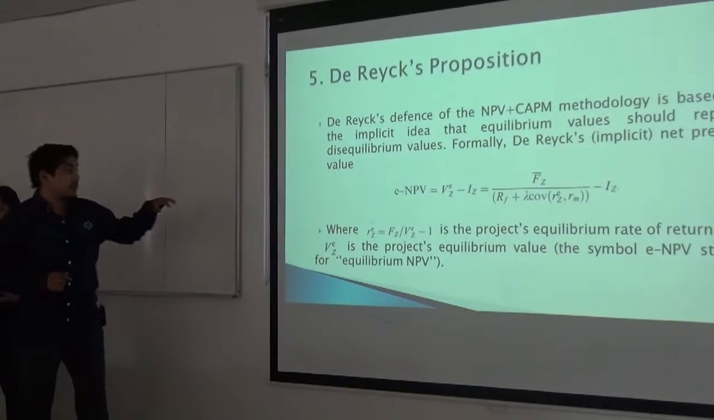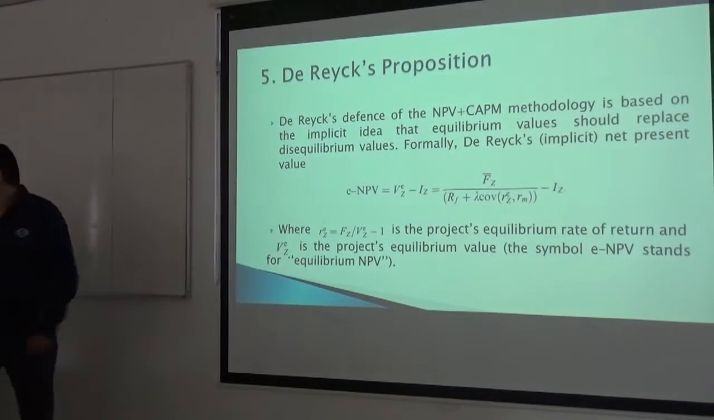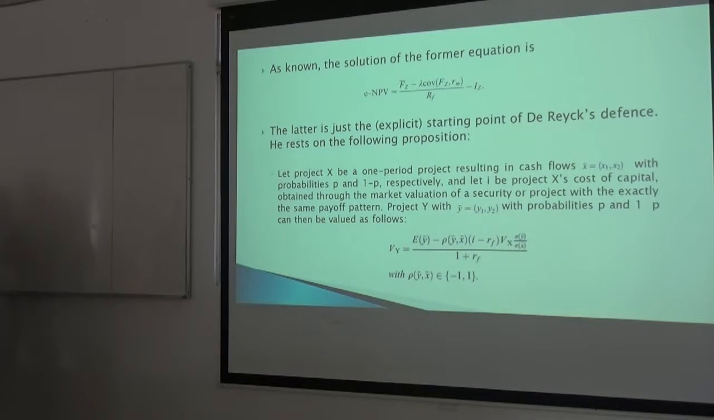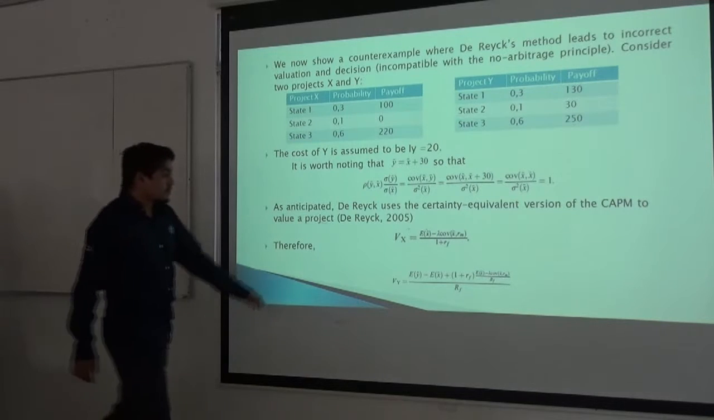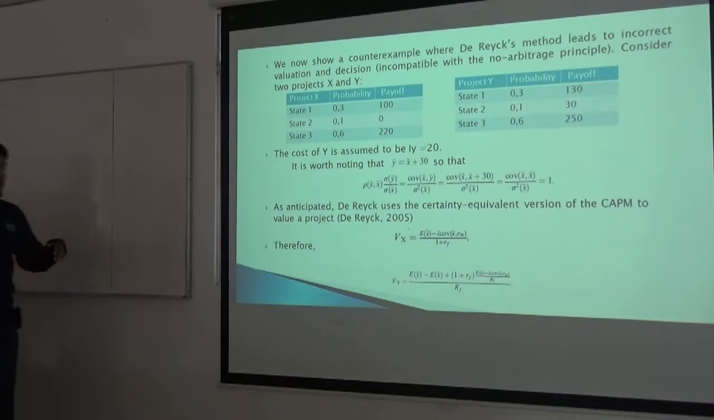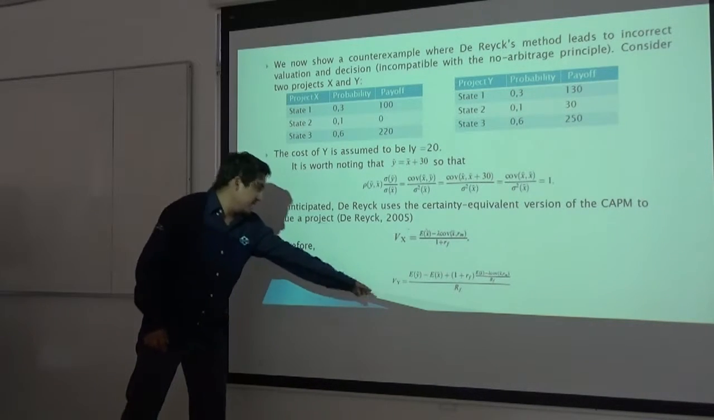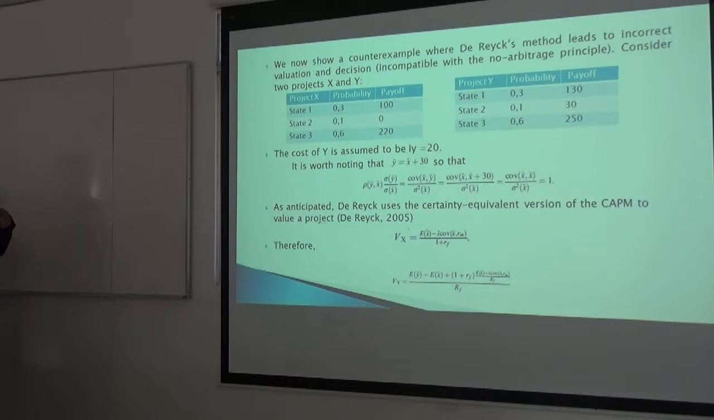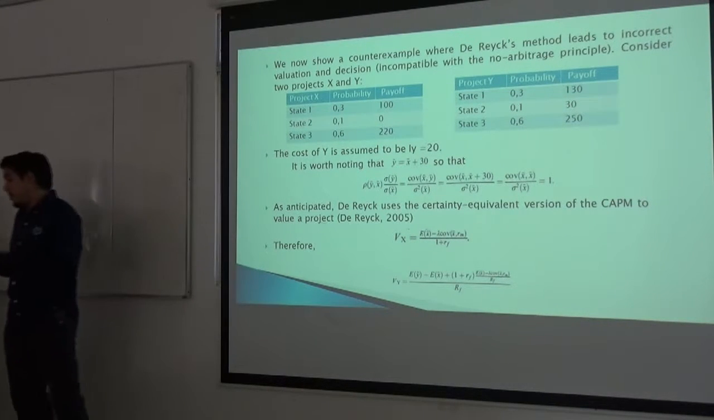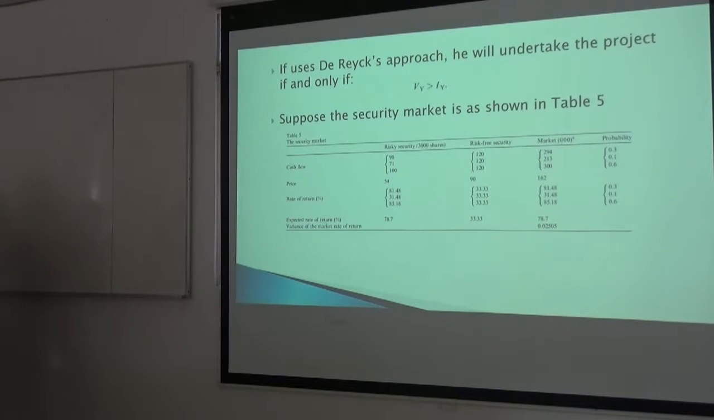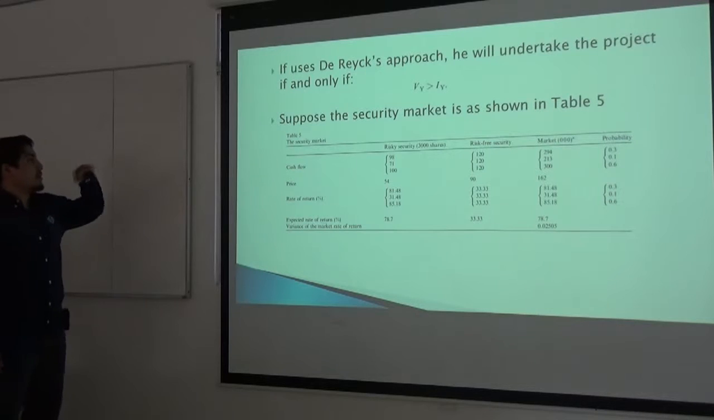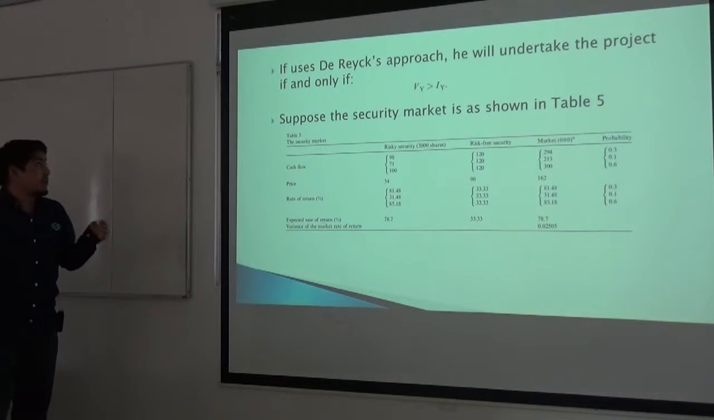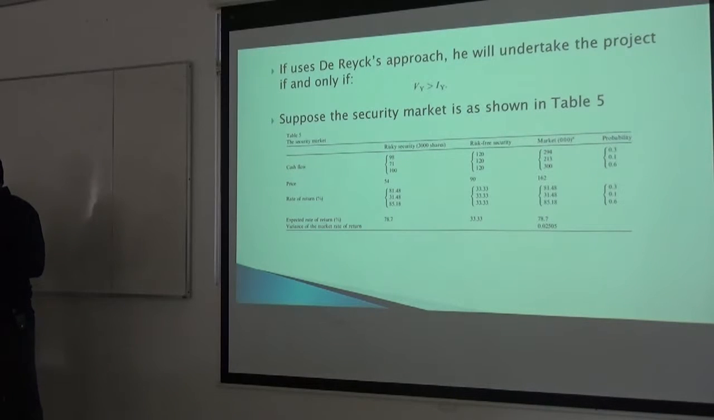Formally, the present net value has this form. Developing the formula, this is the value of project X in terms of the value of project J, in this form. So the new example has two projects, X and J, with envelopment and numbers. With this decision rule, we will undertake the project if and only if the value is bigger than cost.